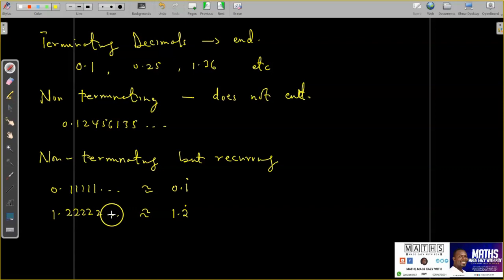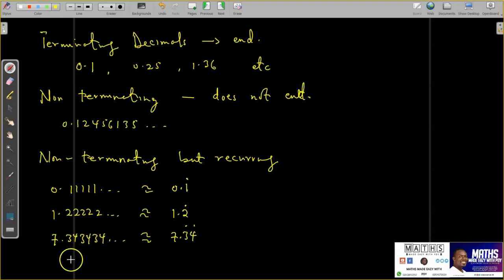So there are circumstances whereby you may have only one digit recurring. You may have more than one digit recurring. So you may also have 7.343434 all the way to infinity. So we can say that this is the same as 7.34, where the 3 and 4 are recurring. So you put two dots on top, one on each digit which is recurring.